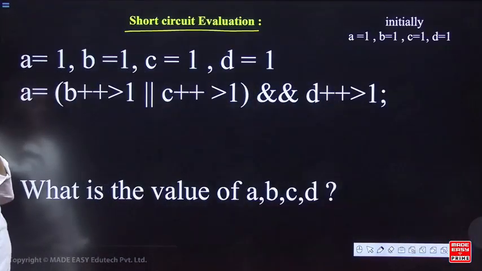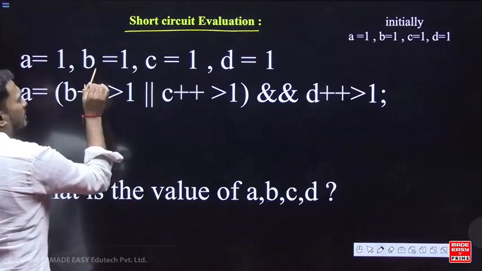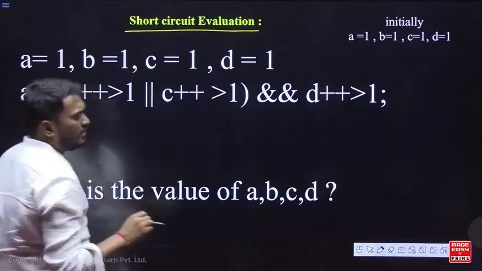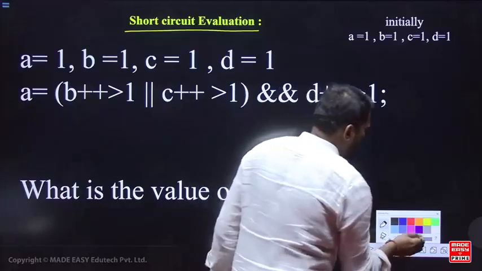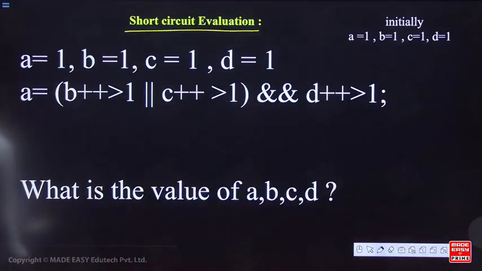So what is the value of ABCD? Understand here. Initial value, A equal to 1, B equal to 1, C equal to 1 and D equal to 1. So just listen carefully. Carefully listen what I am trying to say. Right. Copied all of you? Right.